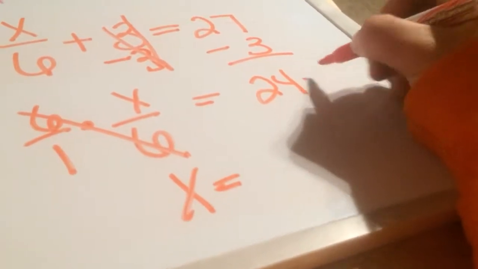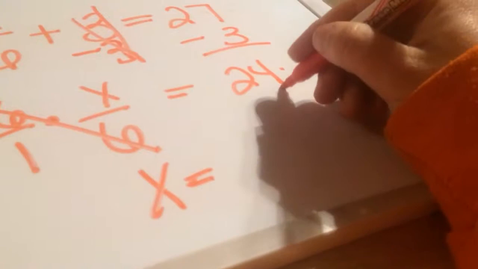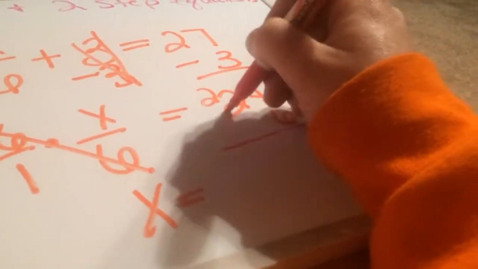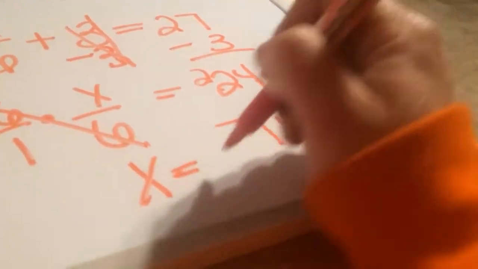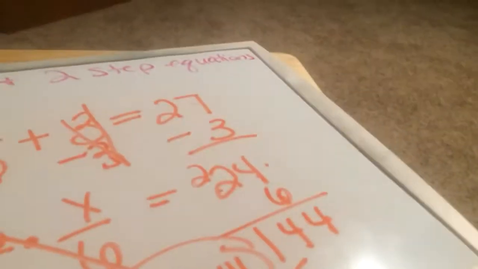Now we have to multiply over here by 6. So I'm actually going to move it right here so I can multiply it. We get 144. So x equals 144. And you are good.